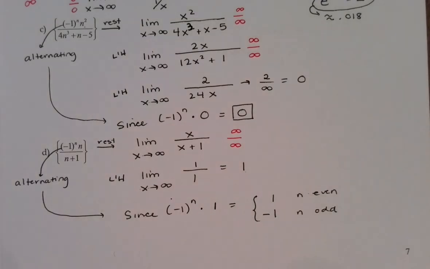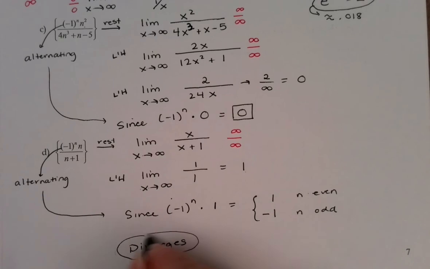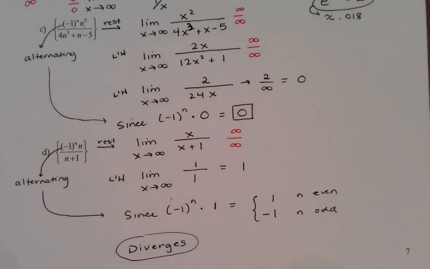Well, a sequence can't approach 2 different limits. A limit means all of the terms approach 1 value. So in this case, we would have to say that our sequence diverges. It's actually approaching 2 different values for even and odd values of n. So let's take a look.